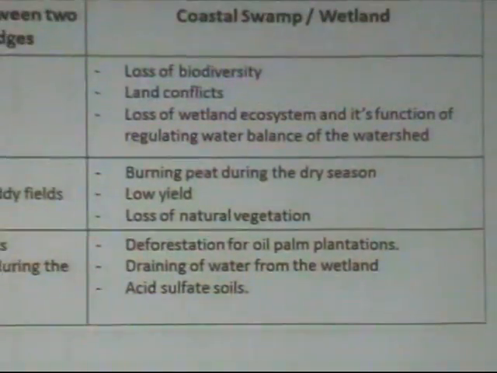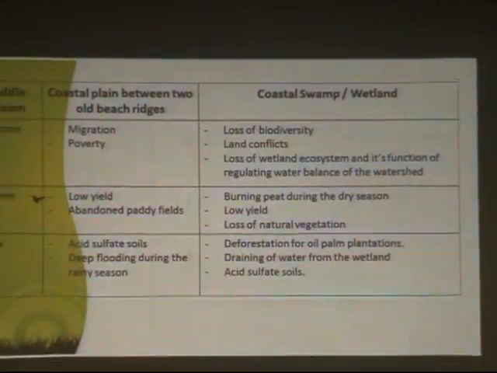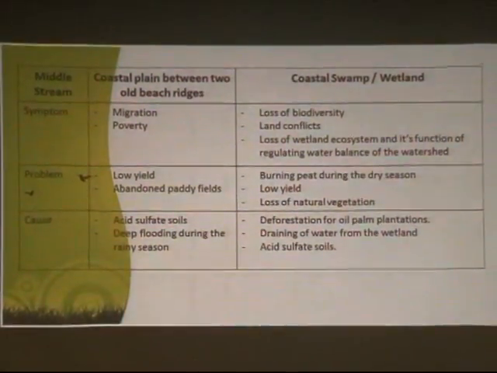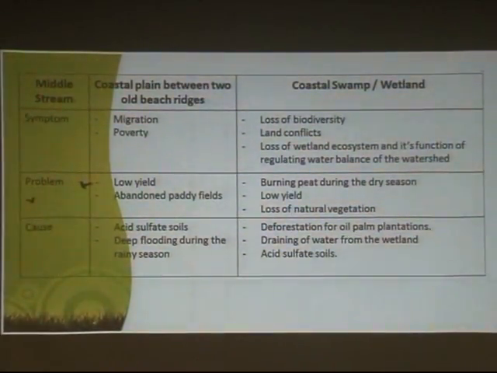Next, the soil of the coastal plain between two old beaches is acid sulfate and has low soil fertility, and it has often experienced deep flooding during the rainy season. The paddy fields are extensively abandoned. The area has recently been increasingly used for oil palm plantation. In the present, it was found that the degradation of swamp and the increased oil palm plantation in swamp disturb the hydrological balance of the basin and wetland function, and in the dry season peat in the area has been burning.